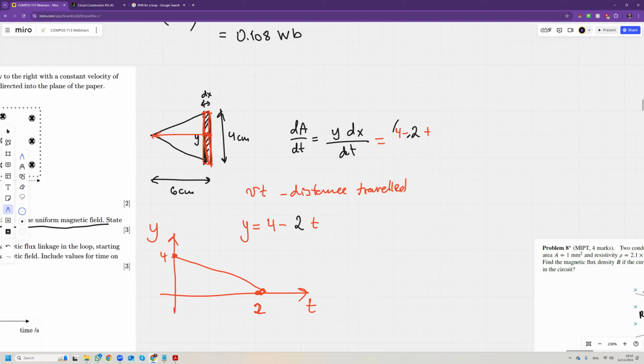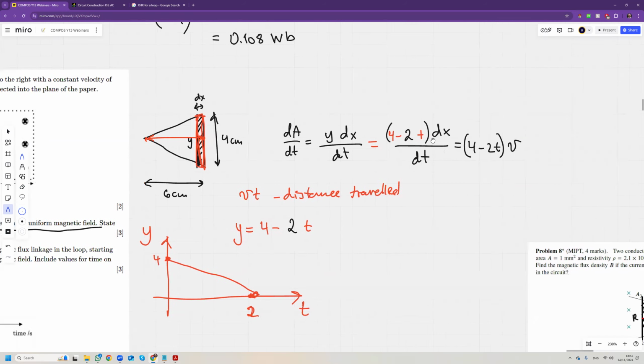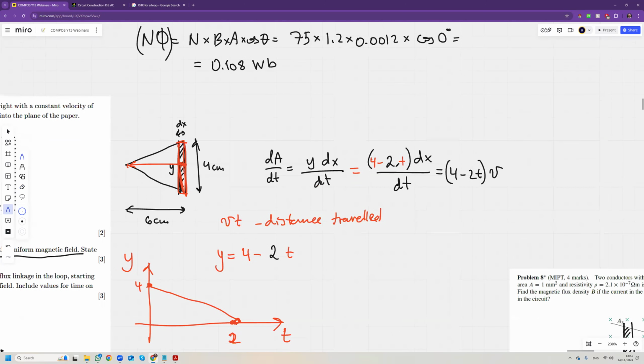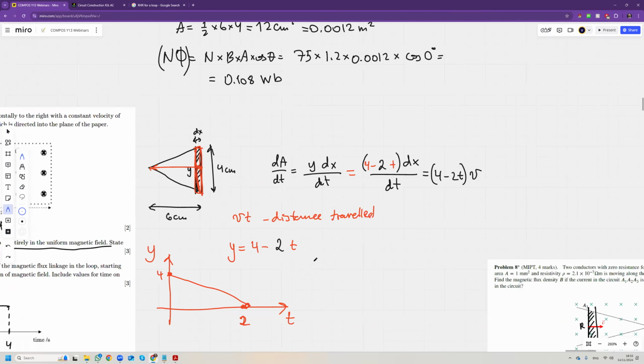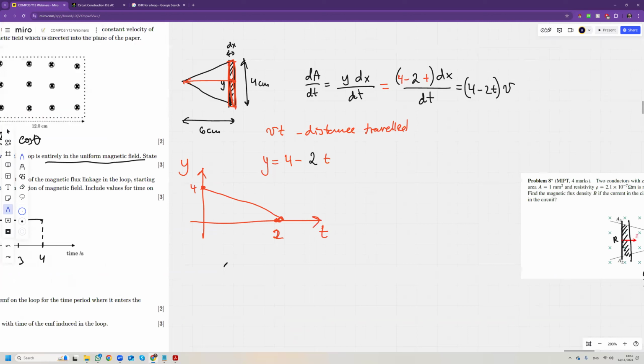So 4 minus 2t multiplied by dx/dt. But dx/dt is v. So it's 4 minus 2t multiplied by v. Okay. So I'm just going to rewrite: dA/dt is 4 minus 2t times v.